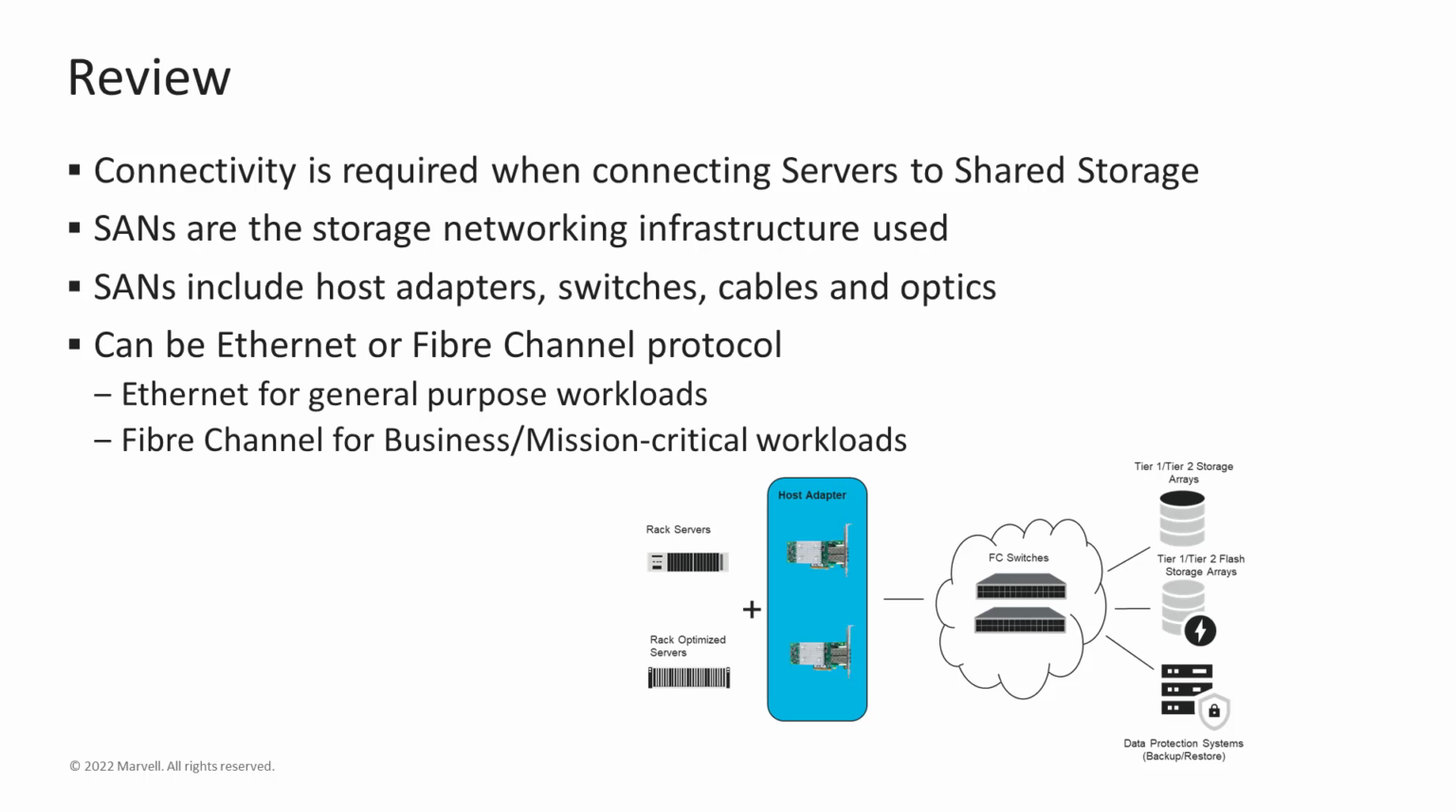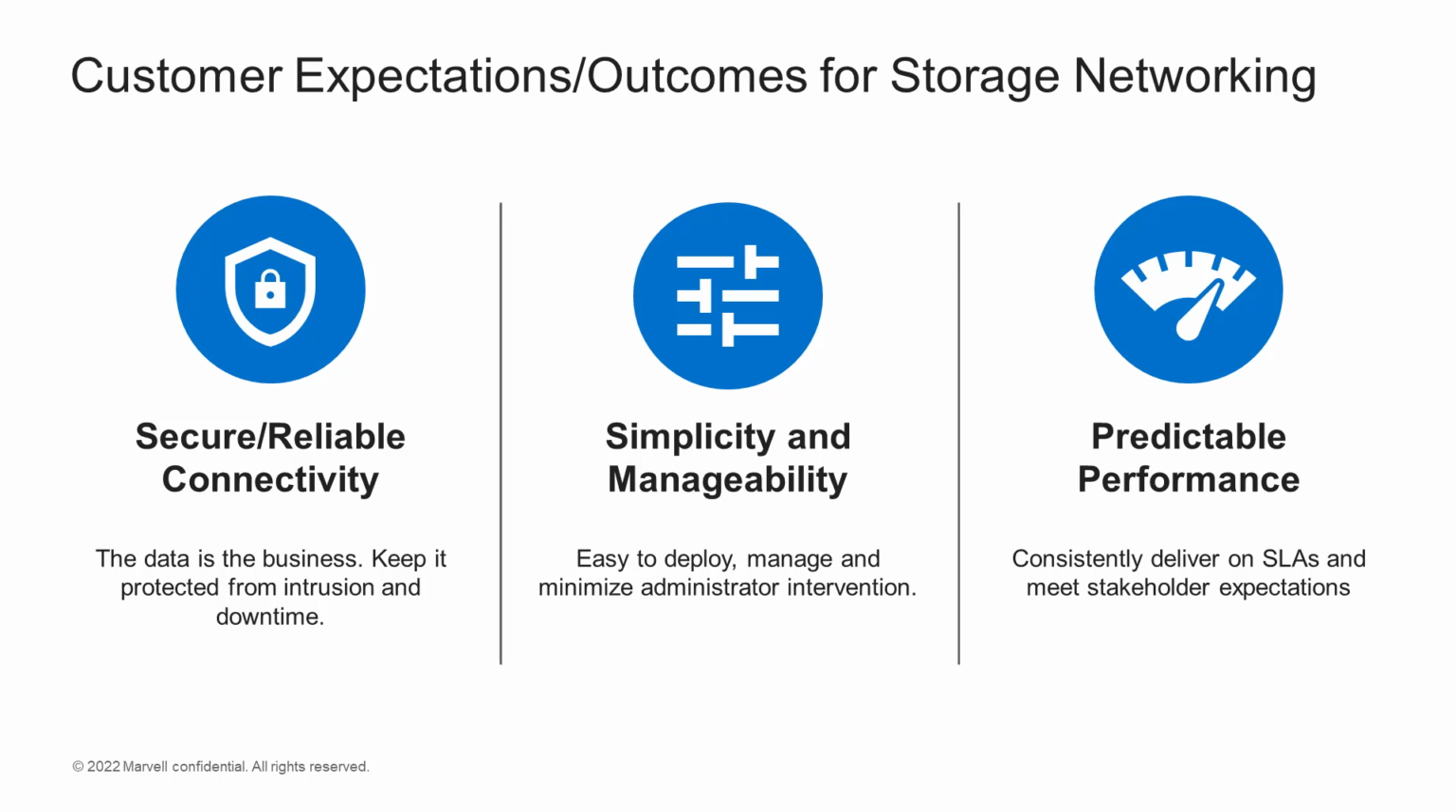We also discussed that Ethernet or Fibre Channel transports are typically used, and we discussed how Ethernet is used for file and object storage or for general purpose block storage workloads like office productivity, VDI, and such, and that Fibre Channel is used for business or mission critical workloads like databases, ERP supply chain, financial applications, and others that leverage block storage.